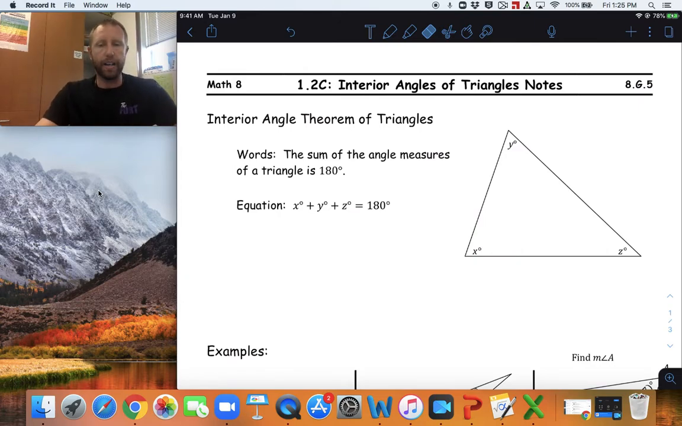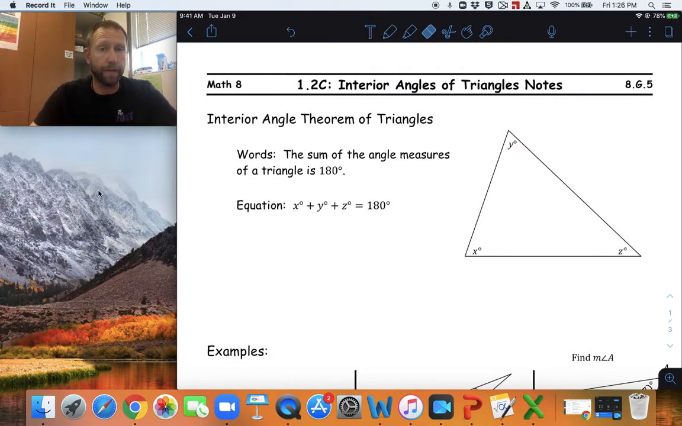Okay? All right, so first, what we have here is just a reminder of what we learned that first day with the interior angle theorem of triangles. And all it says is that the sum of the angle measures of a triangle, and they're talking about the interior angles, is 180 degrees, which you guys already knew, right? That's something that we talked about the first day. You already knew this theorem. So we can come up with an equation for that.